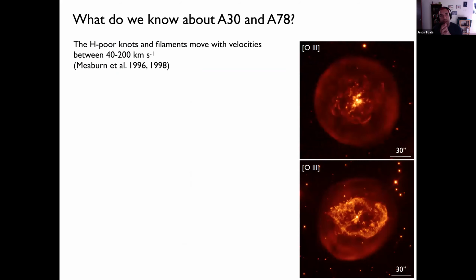We also know that these hydrogen-poor knots and filaments move at velocities between 40 and 200 kilometers per second, really fast compared to the outer nebula, which expands at something like 40. This is the result of the very fast evolution of the central star. The central star now has a stellar wind velocity of 3,000 kilometers per second, so it is pushing and disrupting this material ejected in the VLTP, creating these very nice patterns inside these old nebulae.